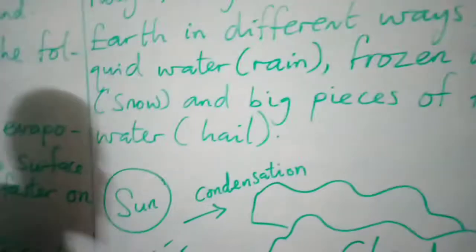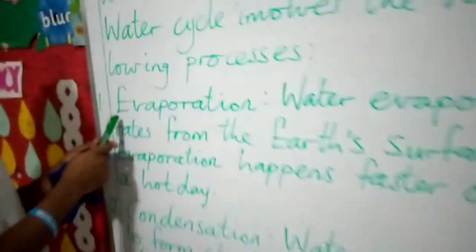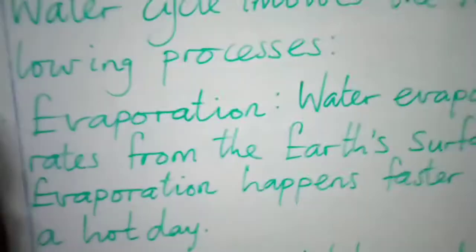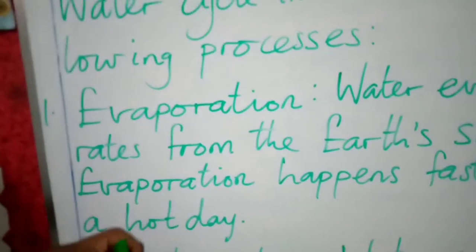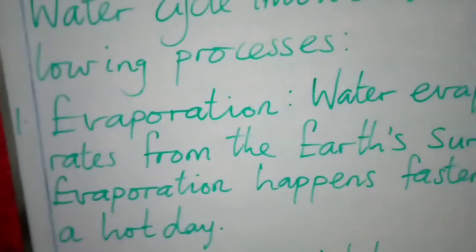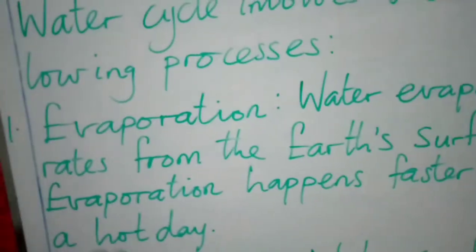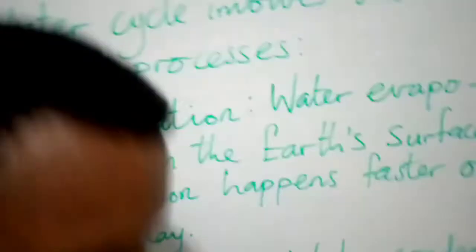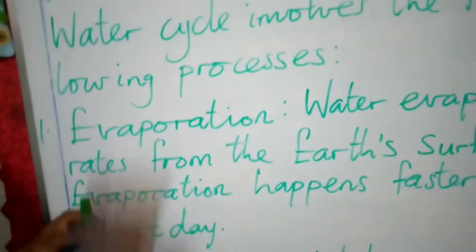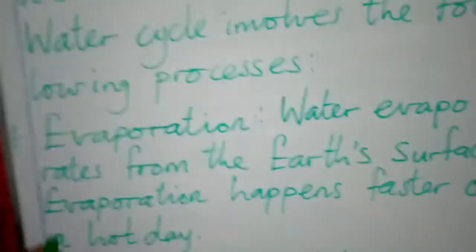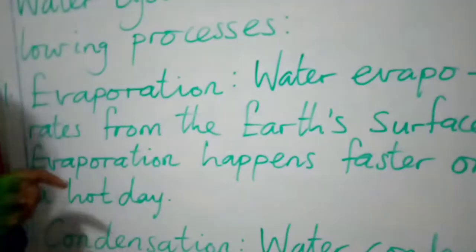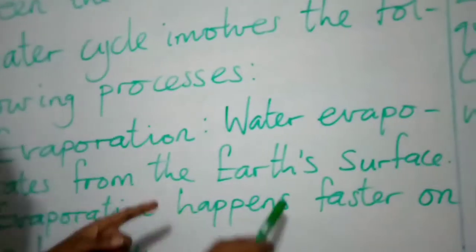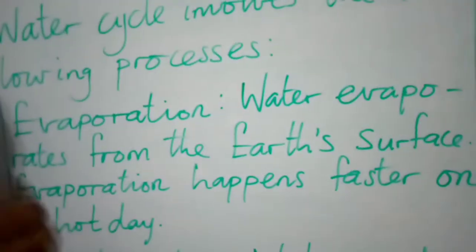Remember, the first stage is what? Evaporation. It must start with evaporation. Without evaporation, I don't think this process will be alive. Remember that water cycle speaks about the transportation of water from the land to the atmosphere and back to the earth. So it goes up and comes back. That is it. So evaporation is the first stage, which is water evaporates from the earth's surface. So it must start with evaporation.